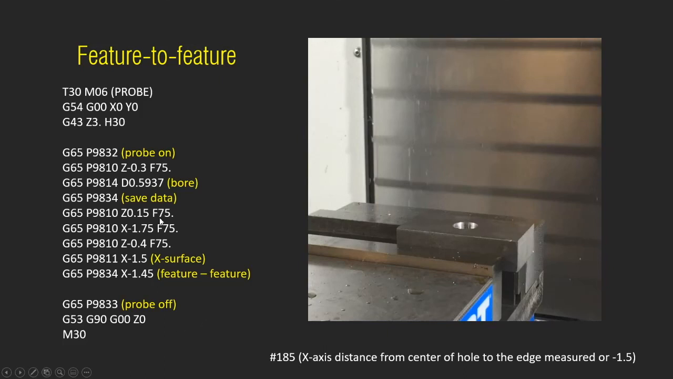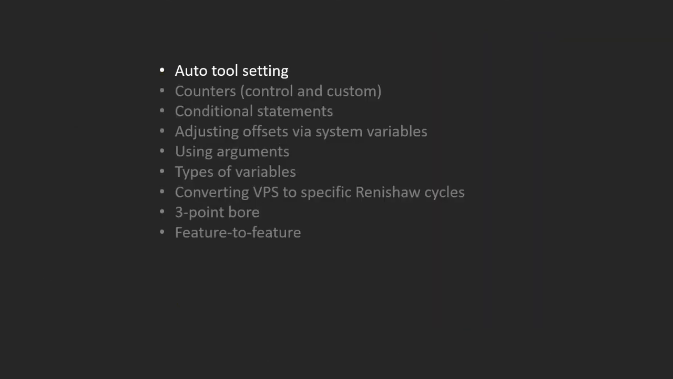Okay, so that's a pretty cool one as well. So now just a few things just to kind of review. We talked about auto tool setting, and I really want to emphasize the fact that auto tool setting in the way that I described it earlier is very powerful for the operator, so that pretty much anybody can set a tool by just hitting the tool offset measure key.